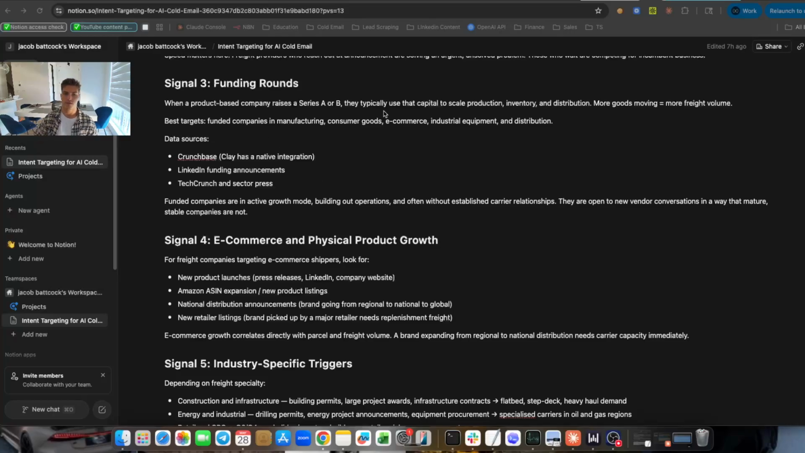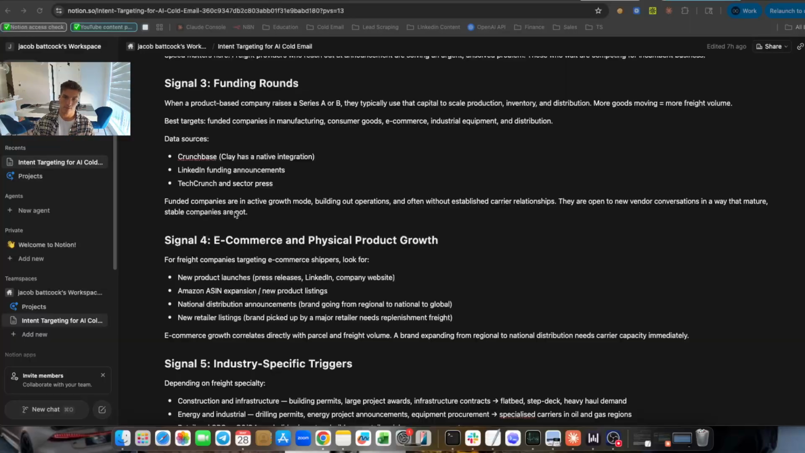In terms of data sources, the key ones you're going to want to look at are Crunchbase. Crunchbase is great because it's got a native Clay integration, but even for ones that don't have native integrations, there's always ways around this. LinkedIn funding announcements is another one. And then, of course, you have TechCrunch and sector press. Any of these companies that get funded are in active growth mode, so they're building out their operations.